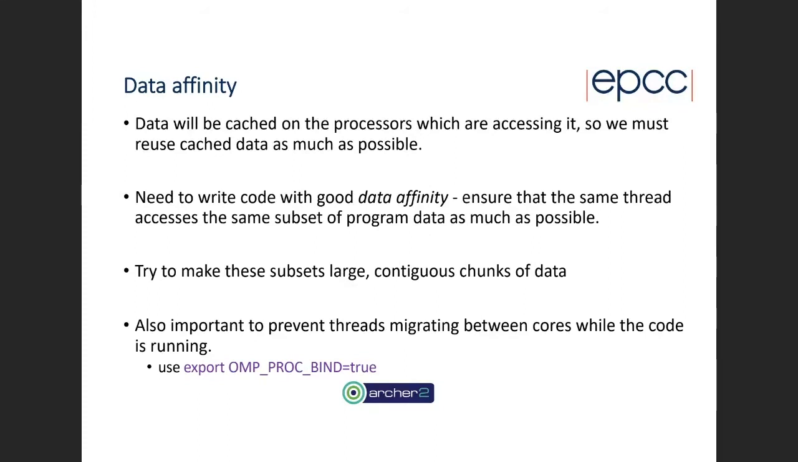So what can we do about this? Well, this is really about trying to exploit data affinity. What do I mean by that? Obviously, the way caches work is that data will be cached on the processors which are accessing it. So just like sequential optimizations for memory, this is really an extension of that. We have to try and reuse cached data as much as possible. In a multi-threaded context, that means we need to write code with good data affinity, to try to ensure that the same thread accesses the same subset of program data as much as possible. It also helps to make those subsets reasonably large, contiguous chunks of data, so not just individual words. I'll explain why that is in a minute.